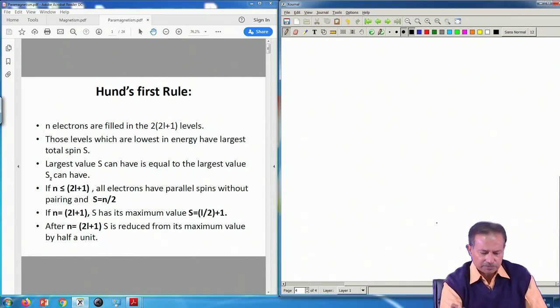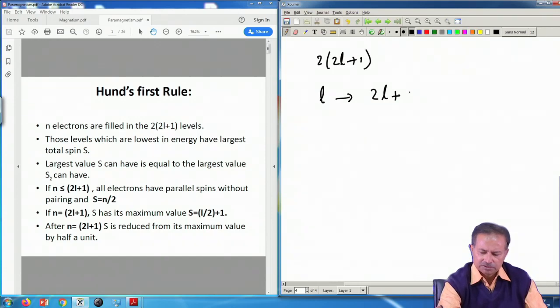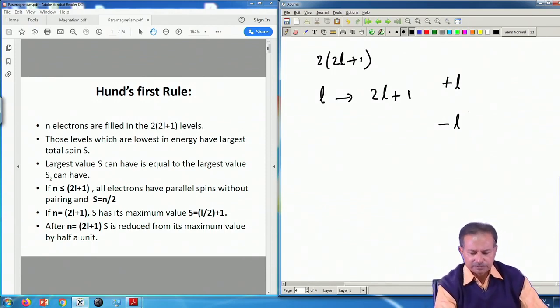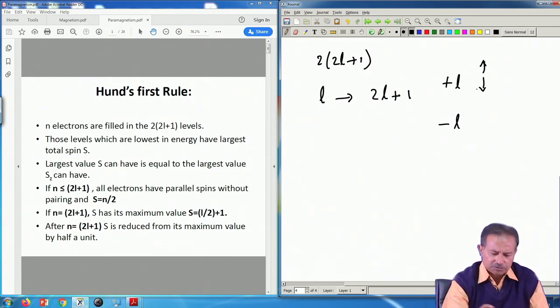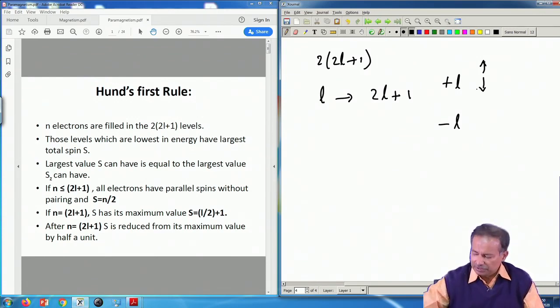So, for example, let us first understand what these Hund's rules are. They tell us basically how to fill up the shells with electrons. Suppose you are given an L value, then given an L value leads to 2L plus 1 choices, from minus L to plus L, and in each of them you can put a spin either up or down. So, there are 2 into 2L plus 1 levels. The rules are written as first, second and third.